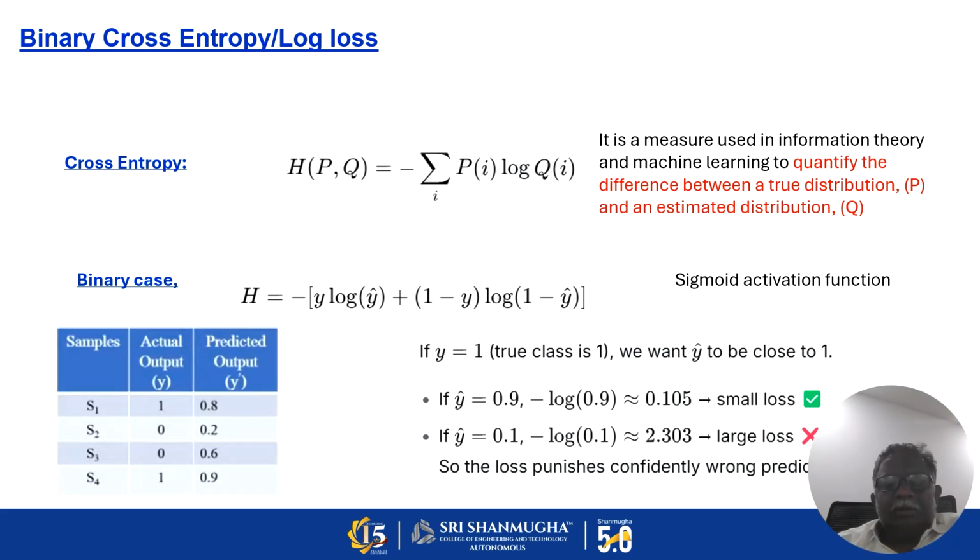Okay. Suppose the predicted value is 0.9, which is very close to the true class, the loss is going to be very small. Suppose the predicted value is 0.1, you will have a large loss. So as long as you have a large loss, it confidently punishes the wrong prediction, we can say.